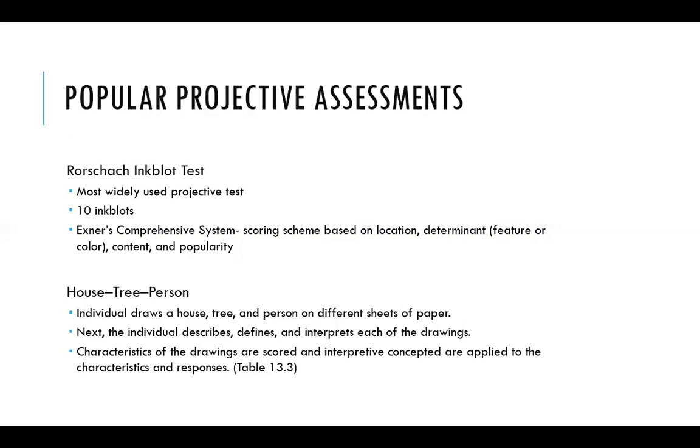For the tree, you're looking to understand how an individual experiences their own environment, right? So if it's a really large tree that they draw, that could mean possible aggressive tendencies or overcompensation. If there are lots of branches, excessive branches, that could be possible obsessive compulsive or manic tendencies, right? We're looking at how they experience their environment.